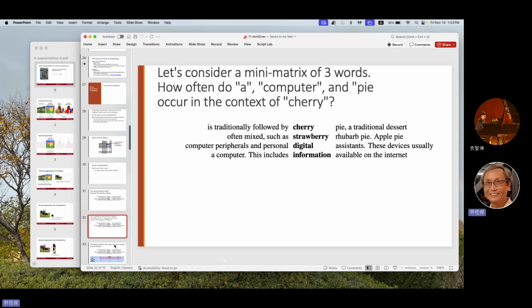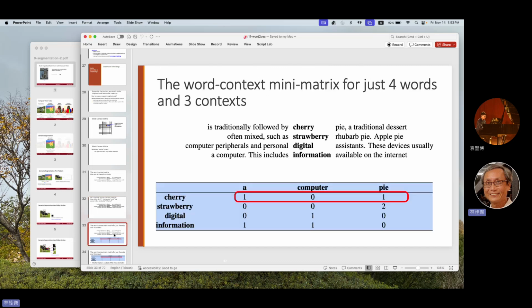And then we can just do a kind of calculation. Say, for example, for the word cherry, A has appeared pretty close to it. Pie has appeared pretty close to it, but computer is not in here. For strawberry, we don't have A, we don't have a computer, but we have a pie, which is also pretty close to it. And then for digital, you can see that A and the computer are pretty close to it in the particular sentence, but pie is not related to digital. And for information, A is in here, computer is also in there, but pie is not in there.